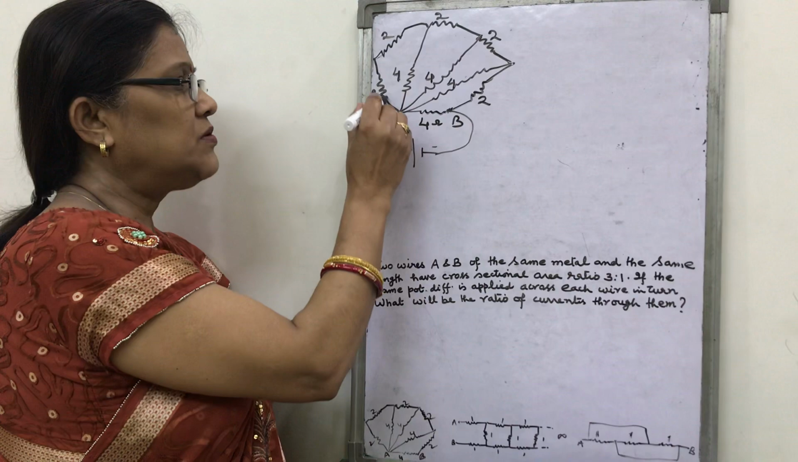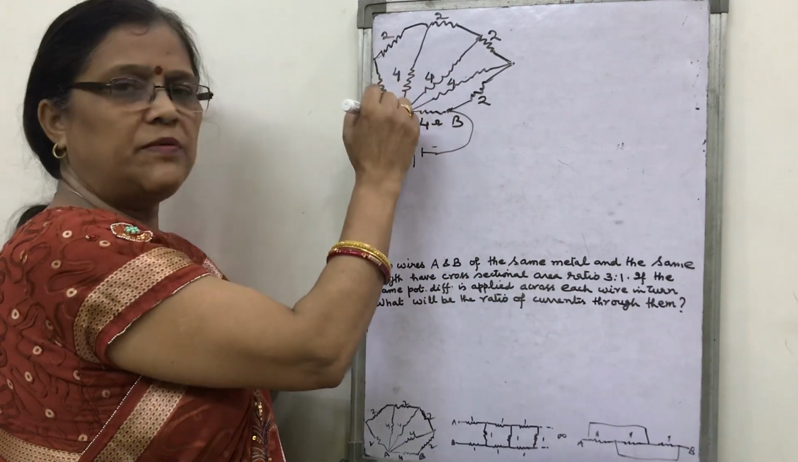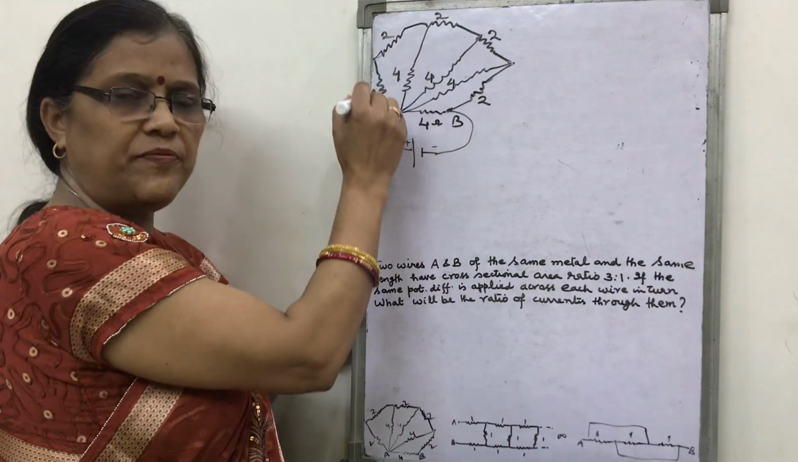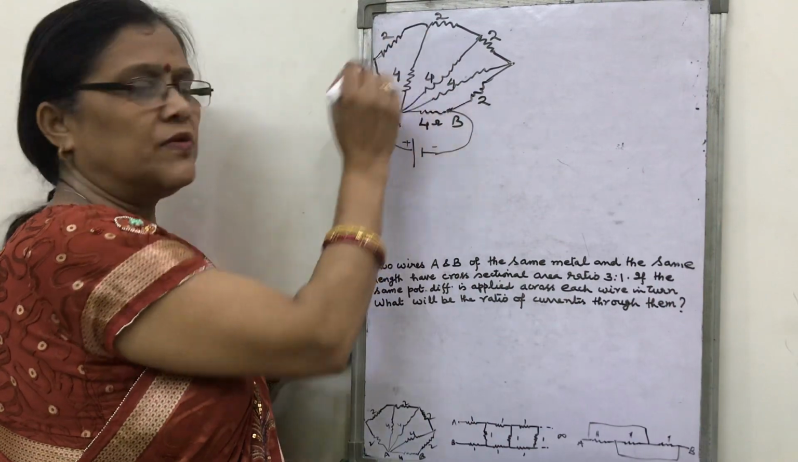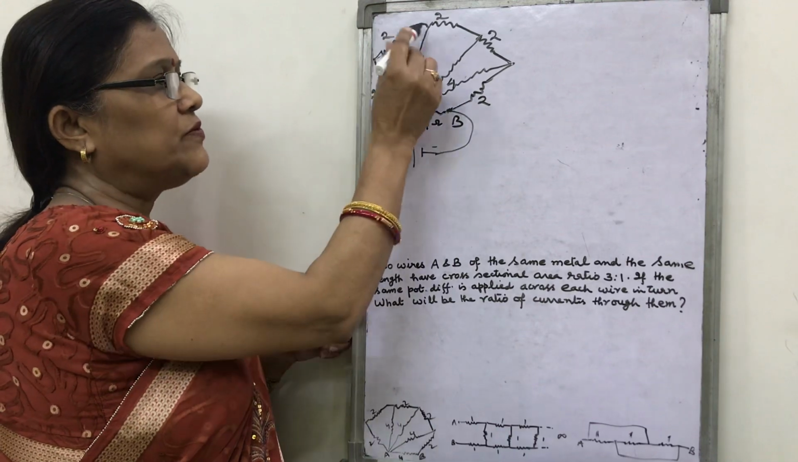Whatever current will go through this 2 ohm, same will go through this 2 ohm. So current is same. How will they be connected? They are connected in series. So this 2 and 2 will become 4. Now this 4 ohm and this 4 ohm, they are in parallel. It is quite obvious from the figure also.